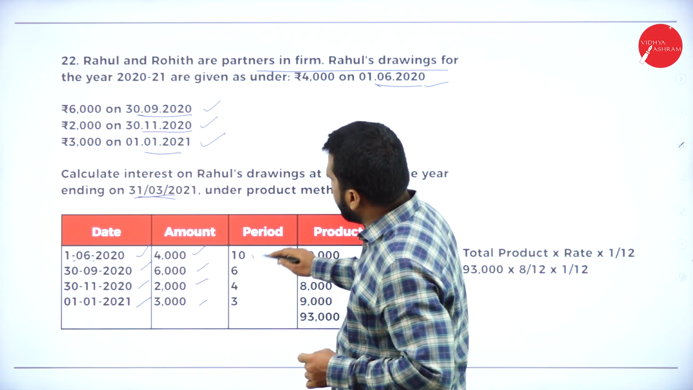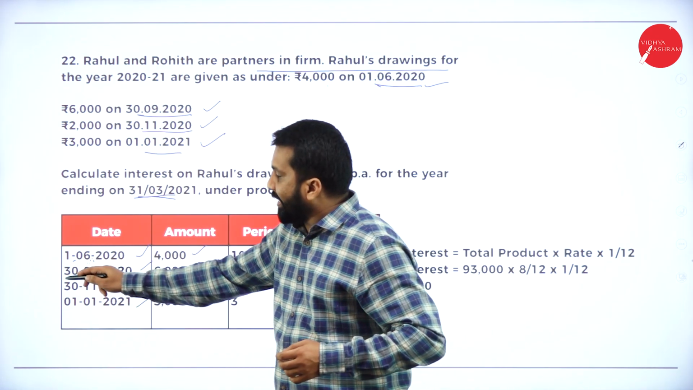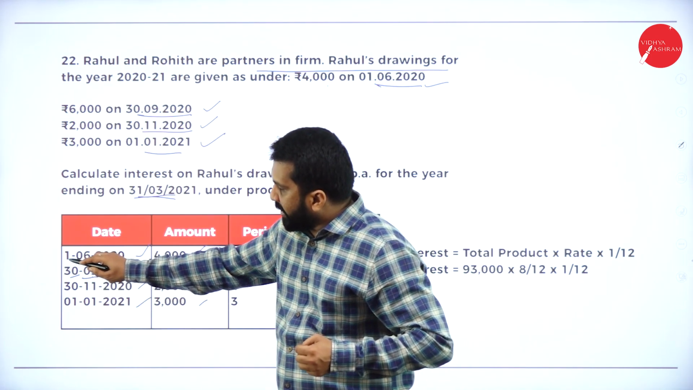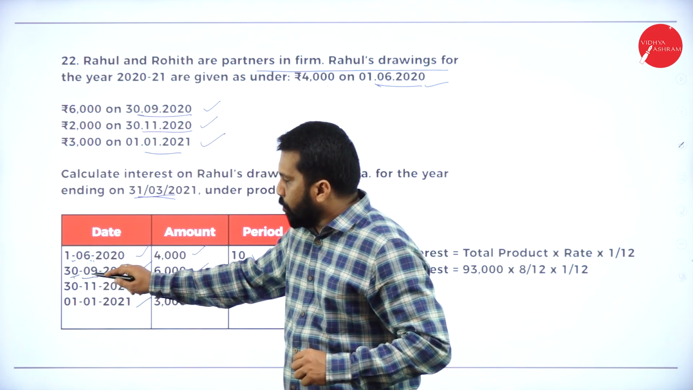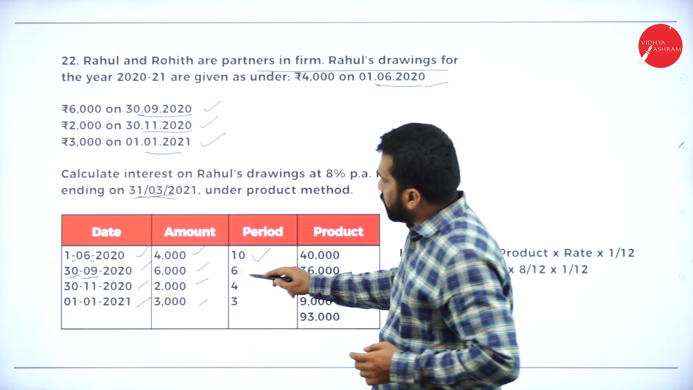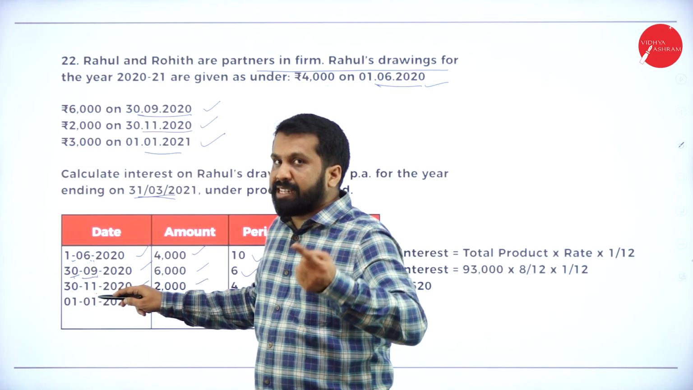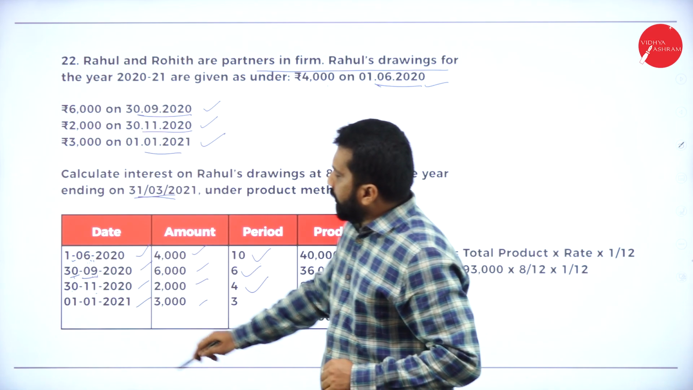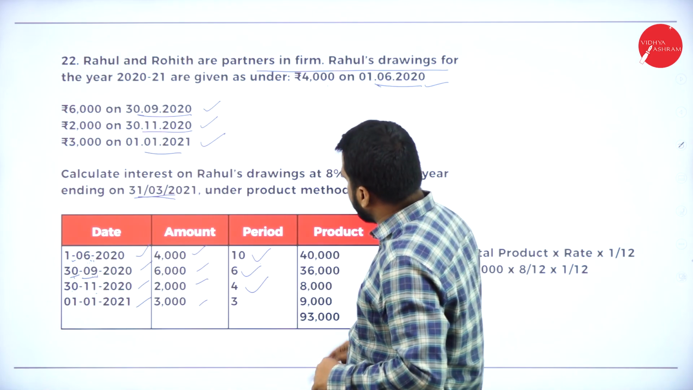10 months. From September, don't consider September because you have taken money when? End of the month. So it is not considered. Start from October. If it is a beginning, consider this month. End, don't consider. Clear? Start from October. October, November, December, Jan, Feb, March. 6 months. 30th November. Should we take November? No, we have to start from December. December, Jan, Feb, March. 4 months. And 1st January. Jan, Feb, March. How many months? 3 months.